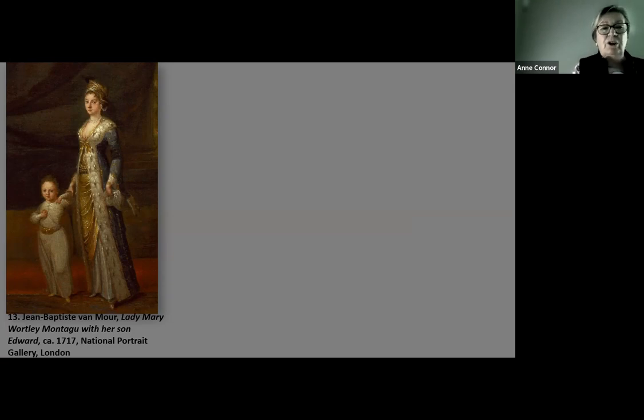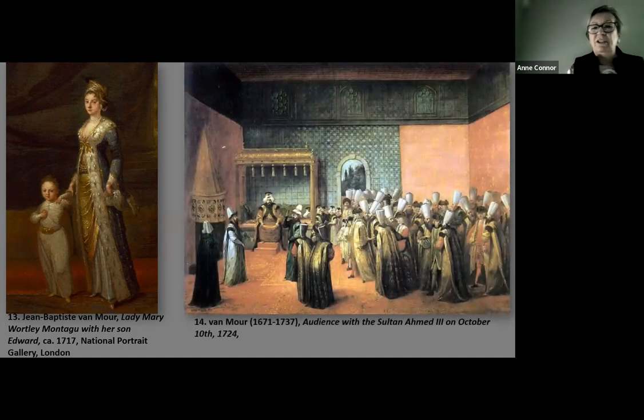The painter Jean-Baptiste Van Mour also spent some time in Turkey. And the same painter here shows an audience with the Sultan Ahmed III in 1724. And this is only one of many paintings he did. He was asked by the Sultan to represent these embassies. And he would just keep the same setting and just change the figures within. And so everybody was happy, they had a record of the embassies.